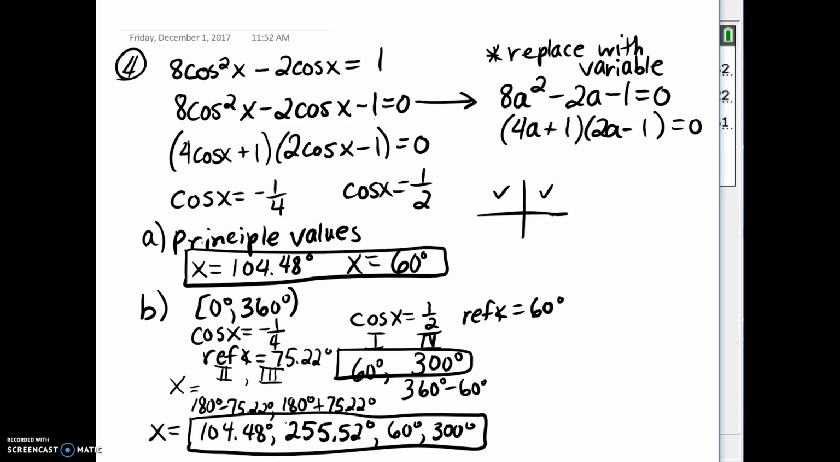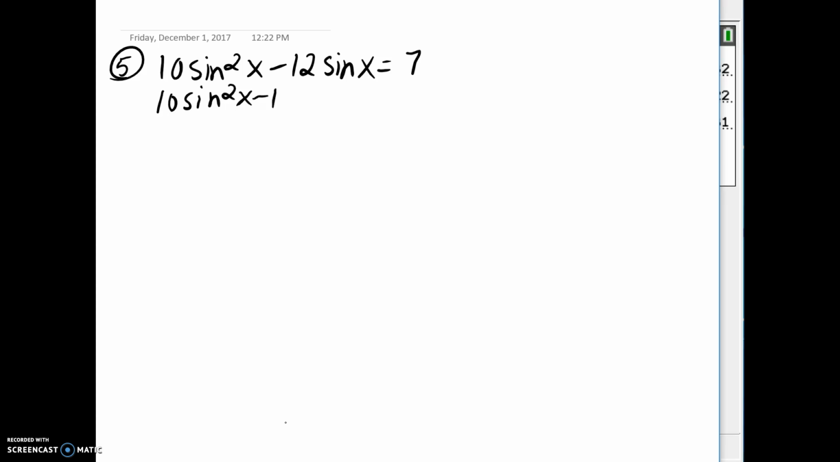All right, our next equation is going to be very similar, but we will have to use the calculator a little bit. And this one we will end up also having to use quadratic formula. So our fifth example is 10 sine squared x minus 12 sine x equals 7. Again, get your equation equal to 0 first.